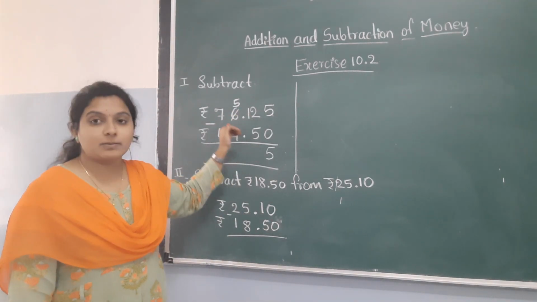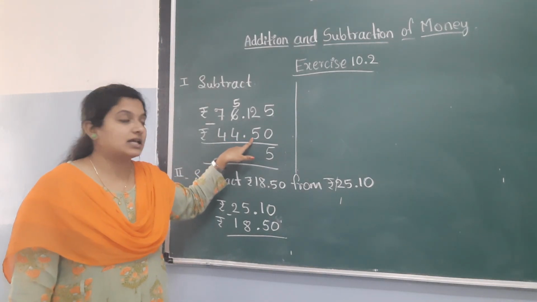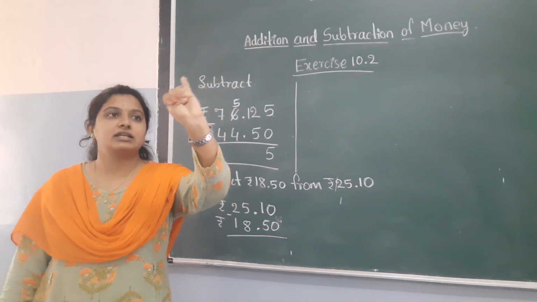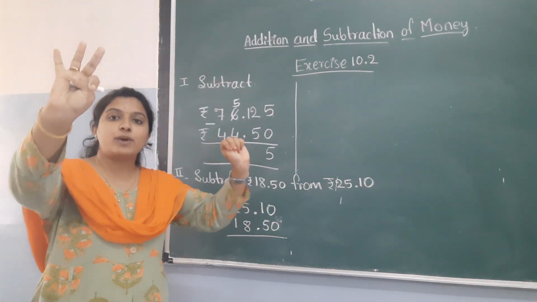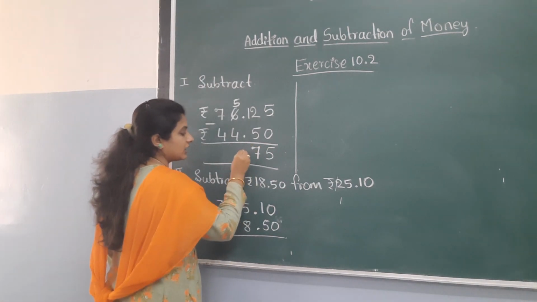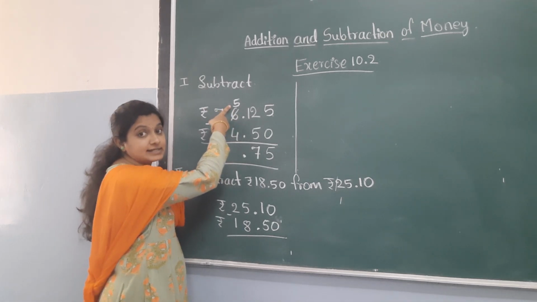12 minus 5. How much? After 5, which number will come? 6. From 6 to 12 you count. 6, 7, 8, 9, 10, 11, 12. So how many chocolates remaining now? 7 chocolates.